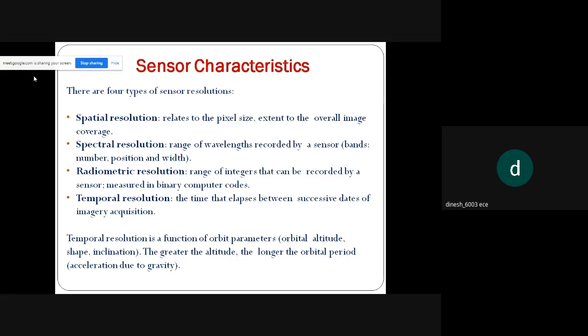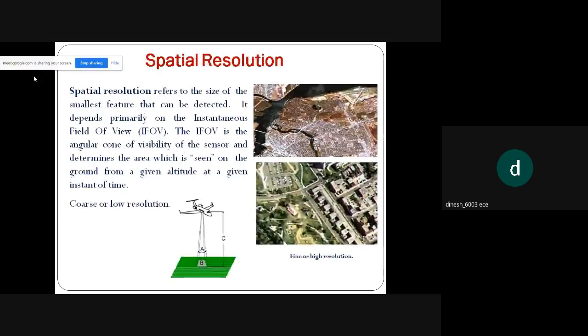Fourth is the temporal resolution. This temporal resolution is the time that elapses between successive dates of acquiring the images. The temporal resolution is a function of the orbital parameters: orbital altitude, shape, and inclination, where the greater the altitude, the longer the orbital period. It is obtained with the acceleration of gravity. So let us see the spatial resolution first. We have an aircraft which is positioned at the top of the Earth's surface.